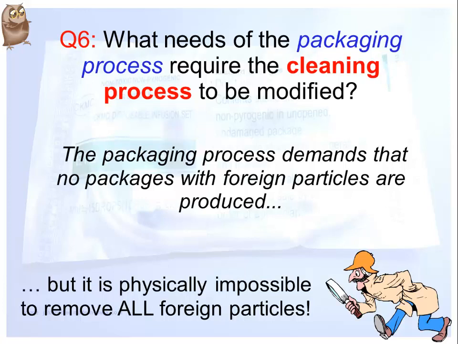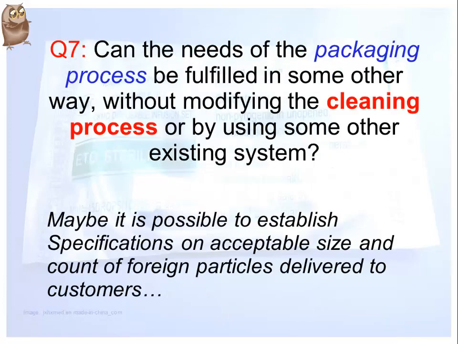He also realized that if Company A further increased the magnification, they would likely reject more than 4% of kits. The next question provided an unexpected hint. Question 7 asked whether the situation with Company A could be resolved without improving the cleaning process. The engineer realized that the situation would be significantly simplified if the factory agreed with their clients on the maximum size and the maximum count of foreign particles that can be permitted to be in the bag.